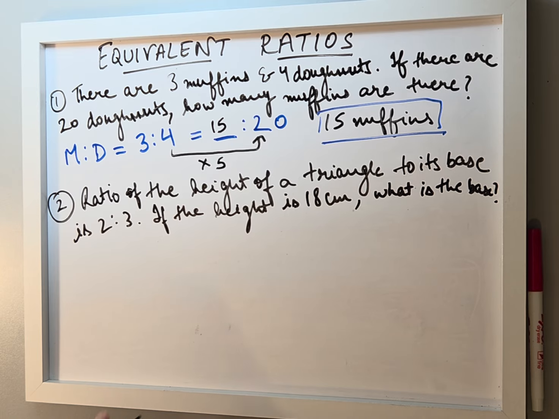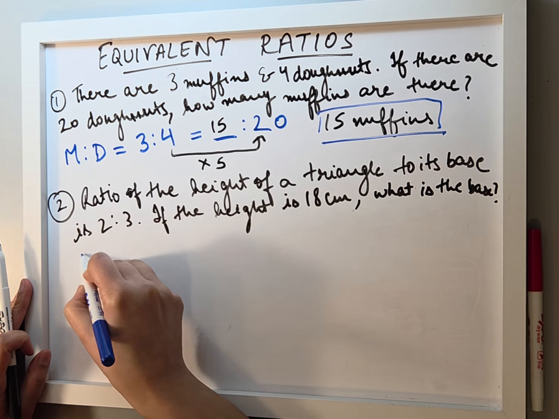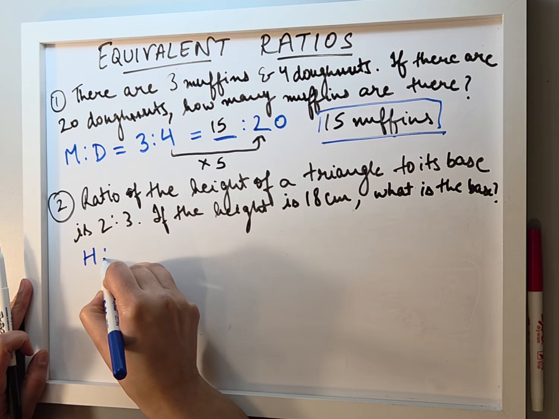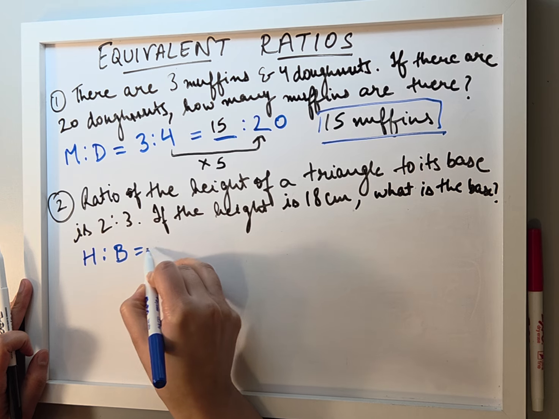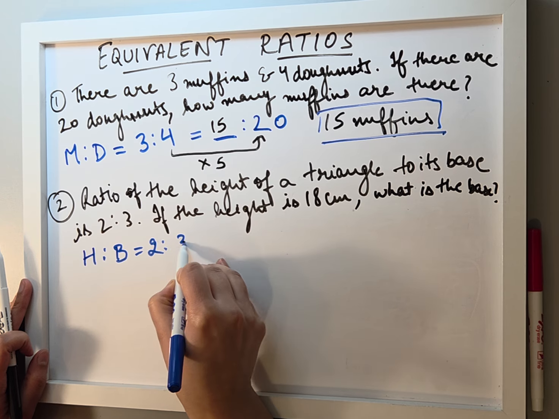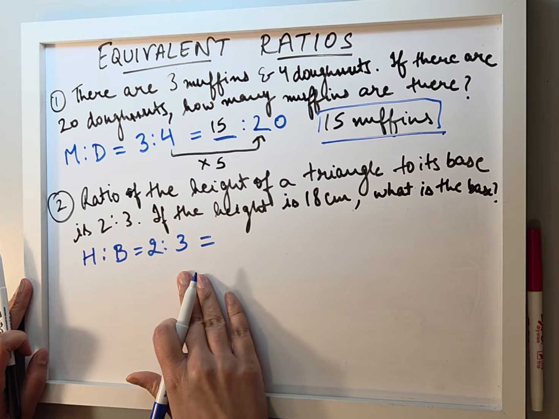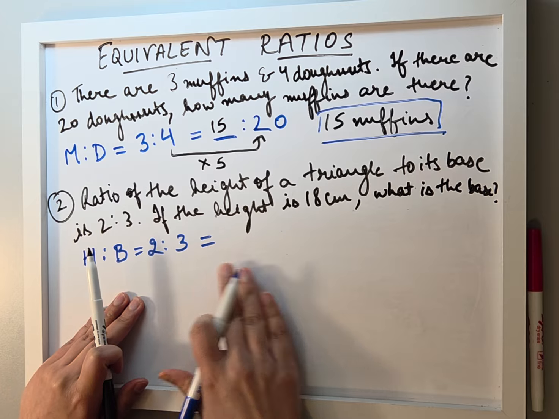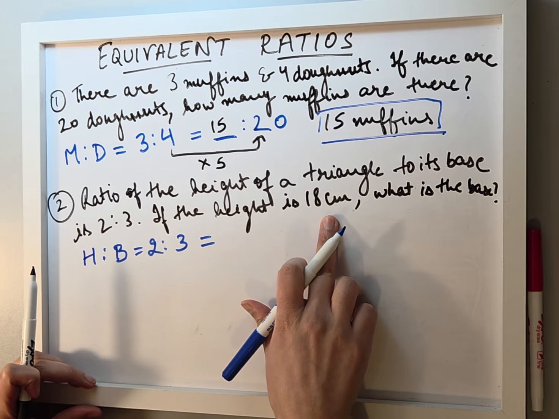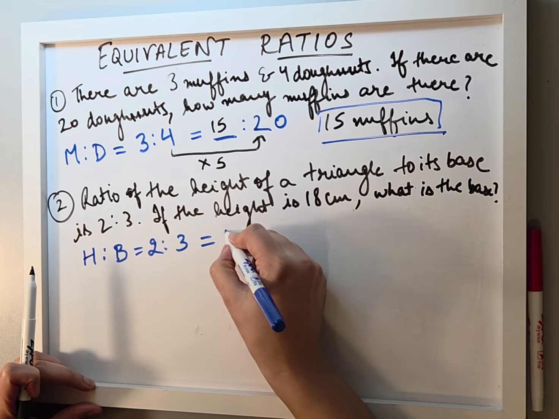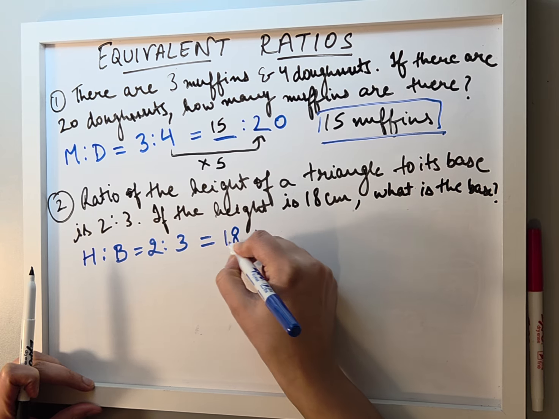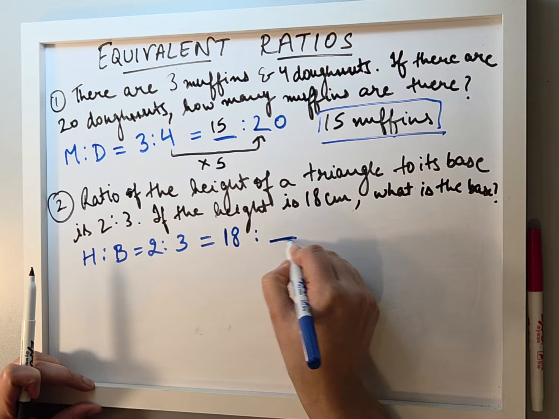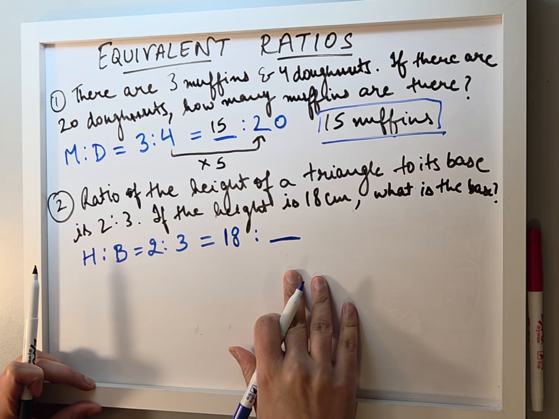Okay. So the height I'm representing by H and base by B. So height ratio base is given to us as 2 ratio 3. And now height is given to us, that is the first value, we've been given as 18. And we have to find the base. This is the missing value here.